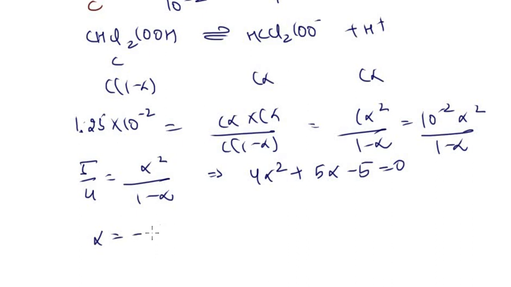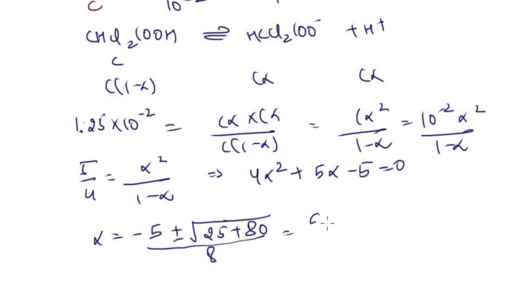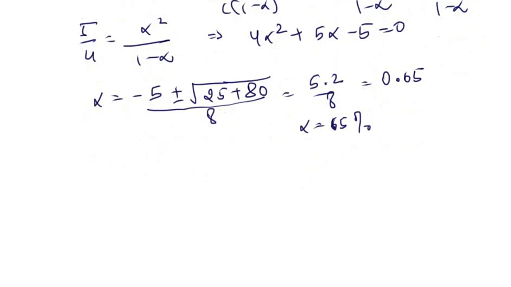Then alpha equals negative 5 plus minus under root b square, that is 25, minus 4ac, that is 80, upon 2a. So it is coming out to be 5.2 upon 8, that is 0.65. So alpha is 65%. So obviously what we predicted was correct. It is not approximate, not less than or equal to 5%. It is very much greater than 5%. It is 65%.